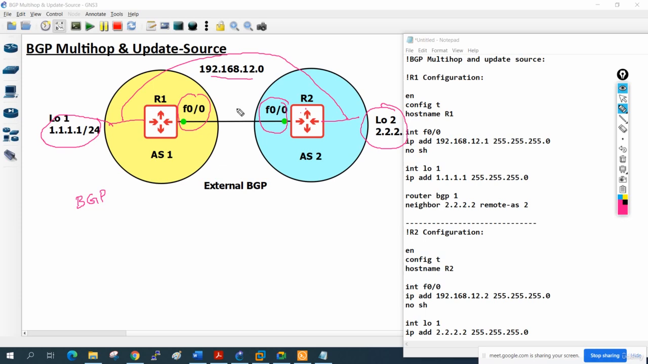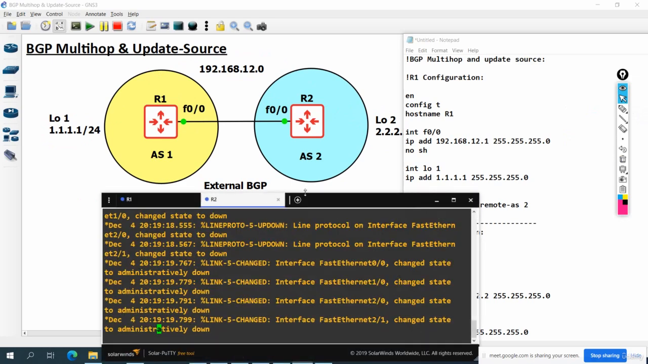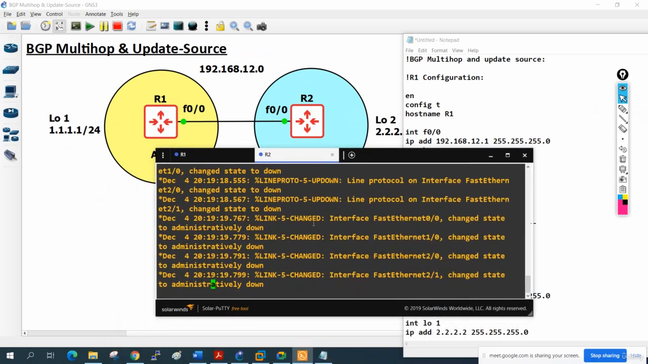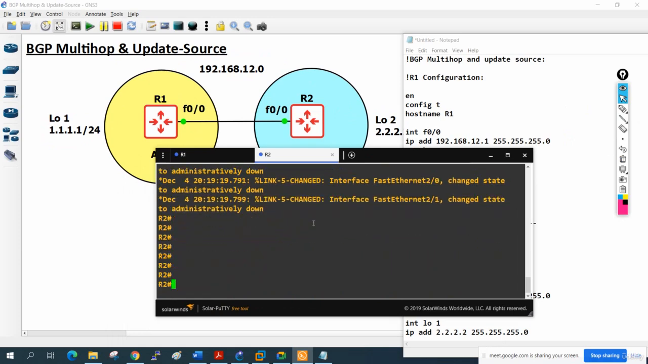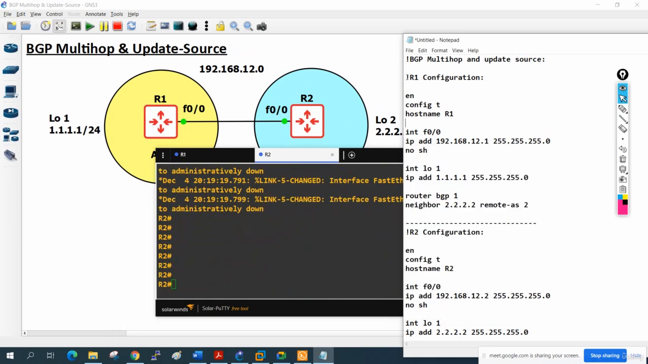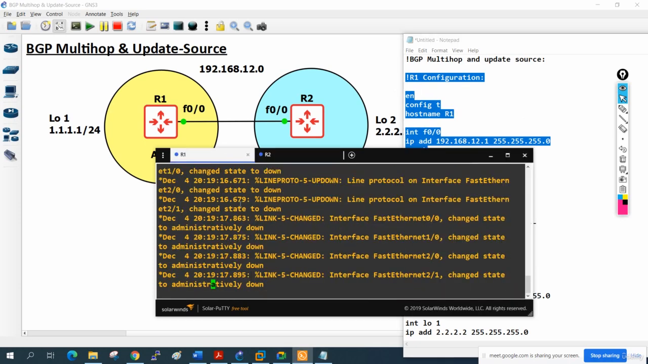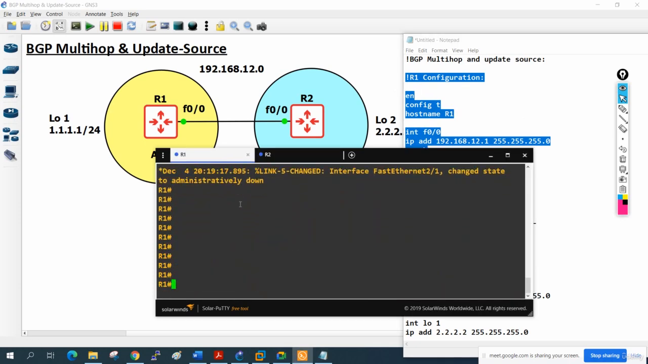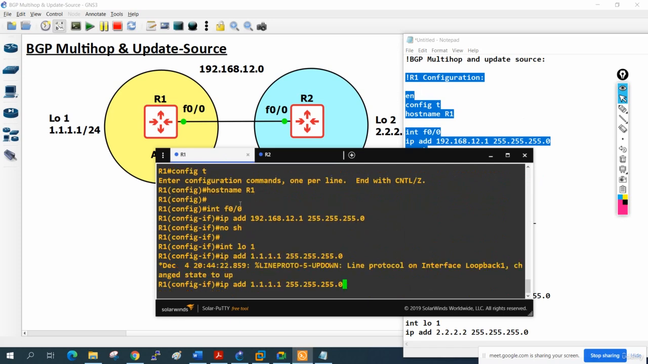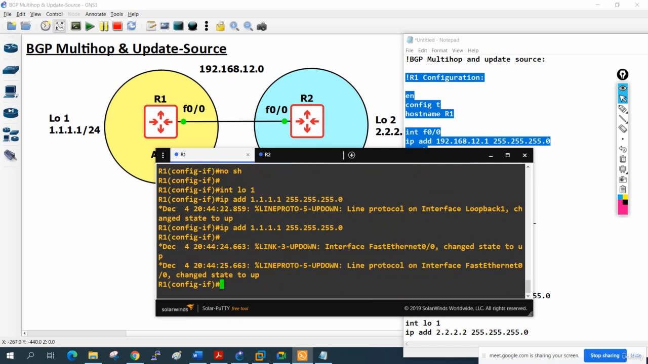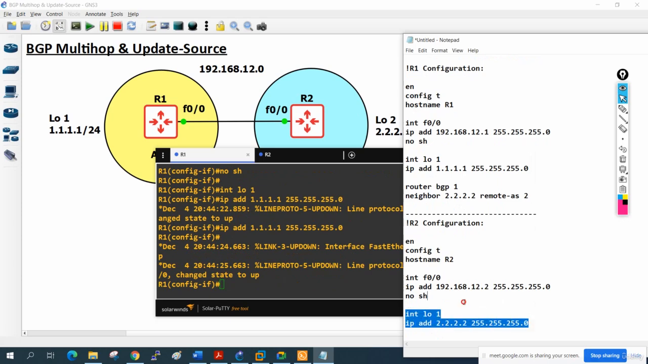But in this scenario, we don't have the reachability. How do I know we don't have the reachability? I will show you. Example, I am in router R2. If I want to ping the loopback, first of all, let me copy this interface IP. I will paste it in R1 and I will paste it in R2. Then we will check whether reachability is there or not. I pasted the IP here for R1. Now I will take this one for R2.